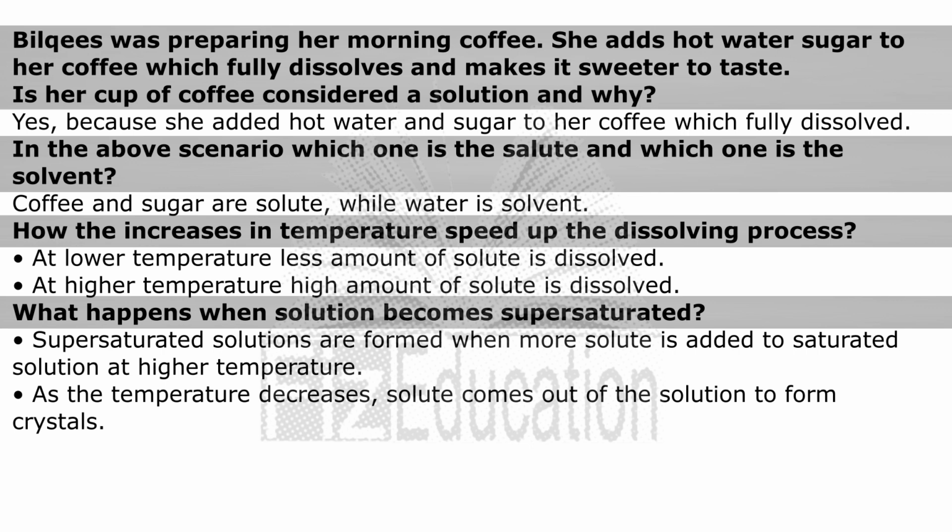How does the increase in temperature speed up the dissolving process? At lower temperature, less amount of solute is dissolved. At higher temperature, a high amount of solute is dissolved. What happens when solution becomes supersaturated? Supersaturated solutions are formed when more solute is added to saturated solution at higher temperature. As the temperature decreases, solute comes out of the solution to form crystals.